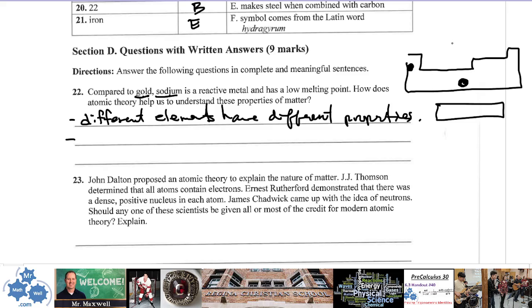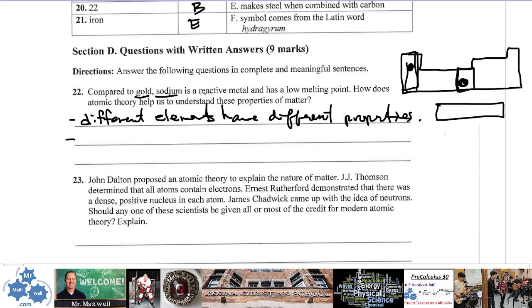What can we say about this? The elements that are in the same column, the vertical columns, generally have similar properties. These are in different parts of the periodic table, therefore their properties are a little bit different. So I would just represent that by saying that these elements would have different qualities because they are not near each other in the periodic table. That's another thing you can say.